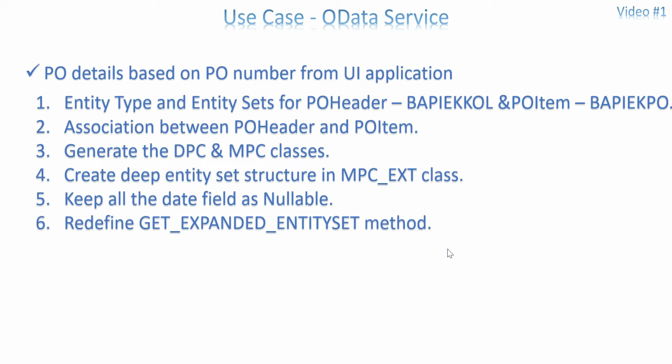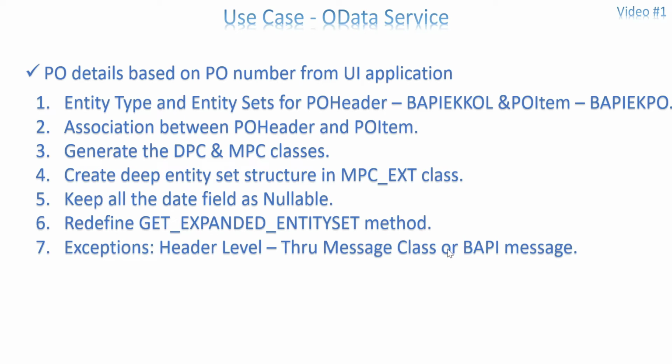And the method we are going to redefine is GET_EXPANDED_ENTITYSET. As I mentioned, we are going to use the deep entity set concept, so I'm not going to use any default entity set for header and item. I'm going to use only one method to be redefined.